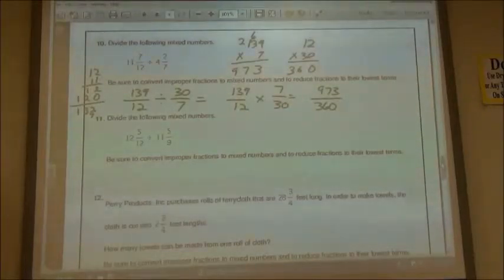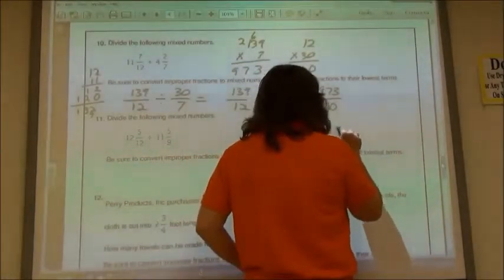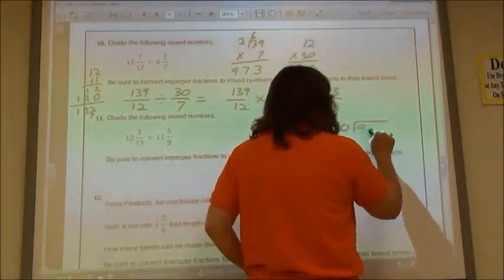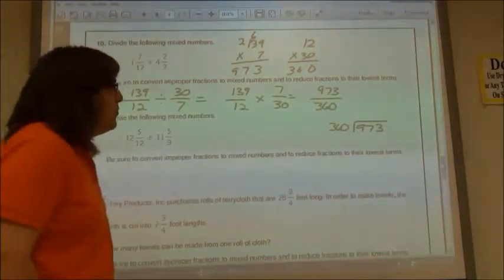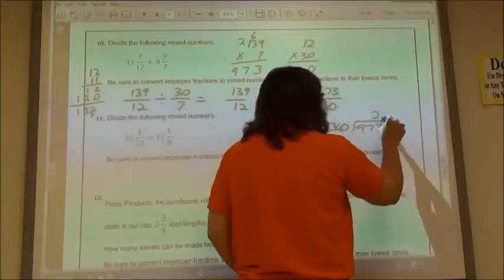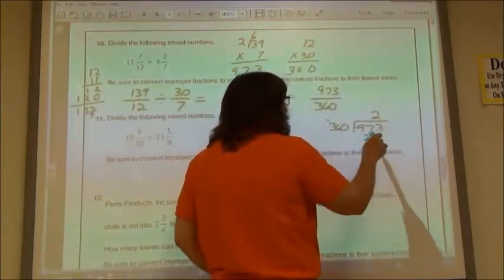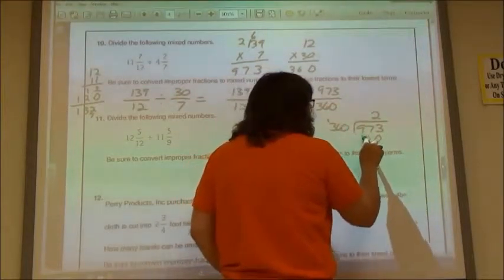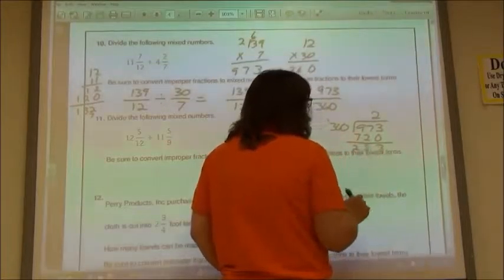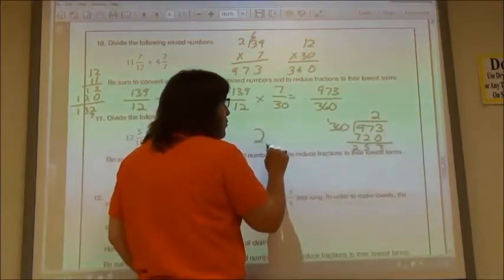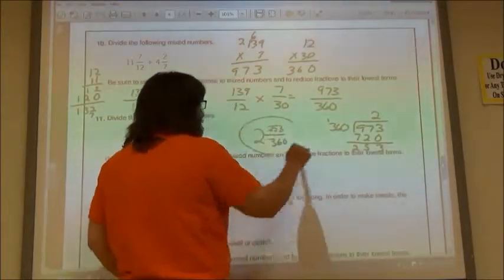Now I have to go ahead and divide that out to make my improper fraction. So 360 into 973. I think 3 times is going to be too big, so I'm going to have to go with 2 times. 2 times 0 is 0. 2 times 6 is 12. Carry my 1. 6 plus 1 is 7. And so I get a 3, a 5, and a 2 left over. So I have 2 and 253 over 360. Lovely.